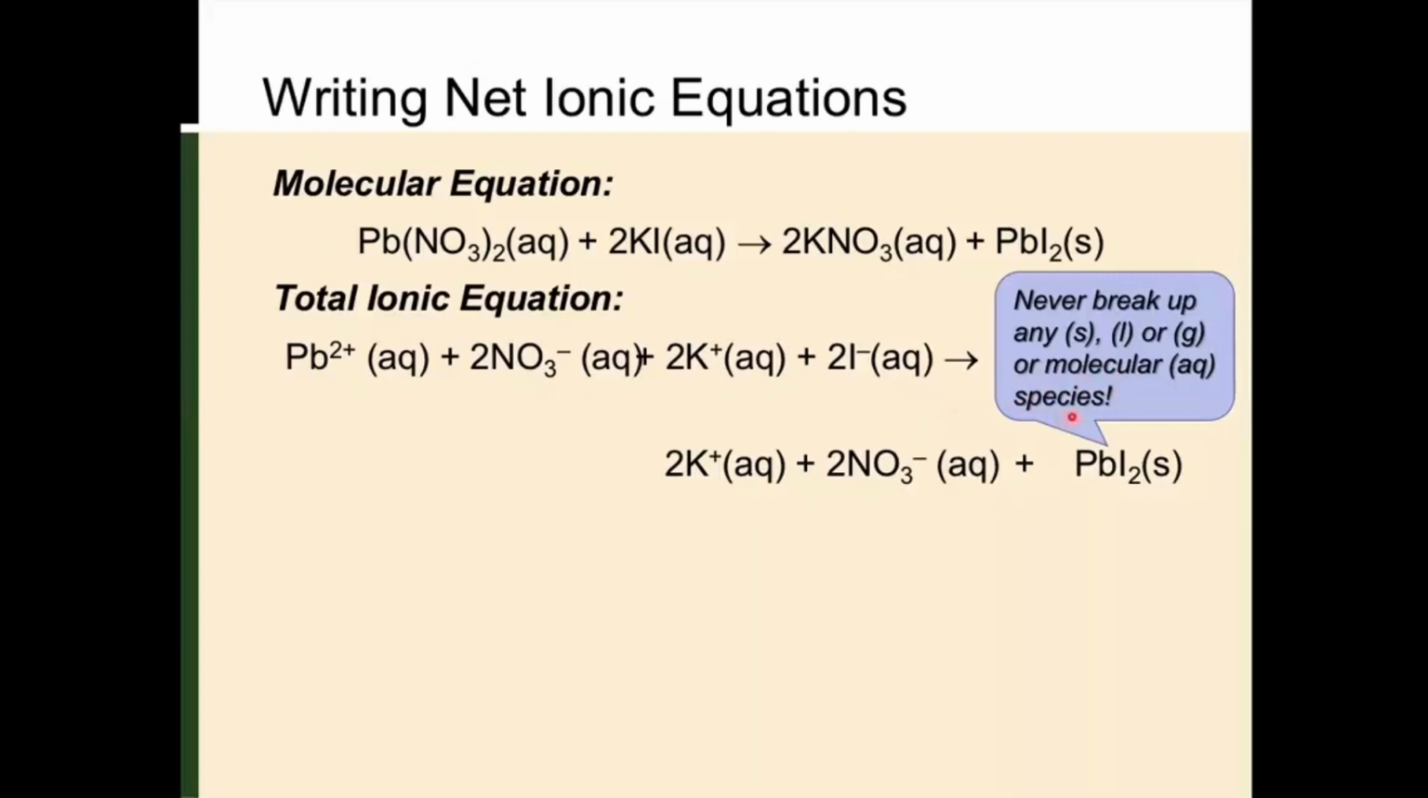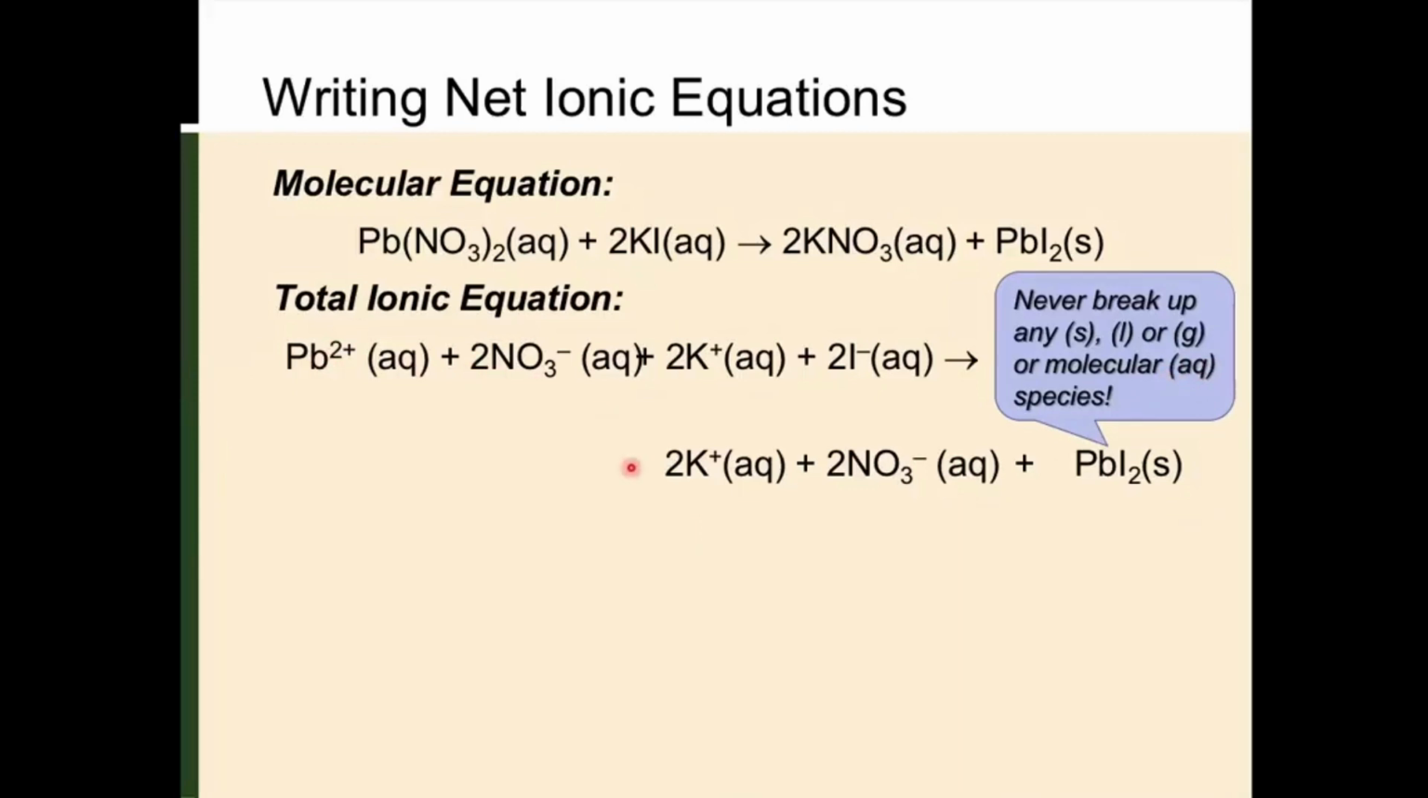So for example, we would never break up water. We would never break up sucrose, things like that. In this case, we also don't break up the solid because it is our precipitate. We can only break up things which are aqueous. So these are ionic to start with, like the lead nitrate. That is an ionic compound that we learned about in module 2, I think. And so that one is aqueous and can be split up into its constituent ions.